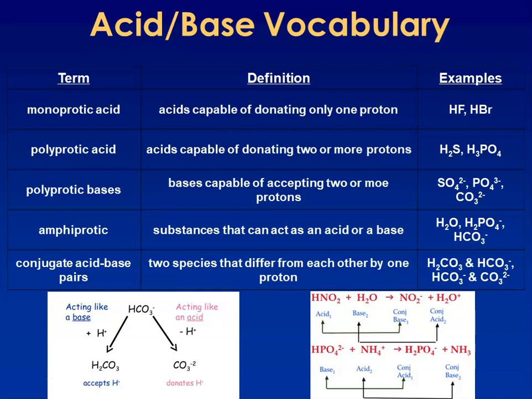H2PO4- would be able to do the same thing. By accepting a proton, it would turn into phosphoric acid. By donating a proton, it would turn into hydrogen phosphate ions.